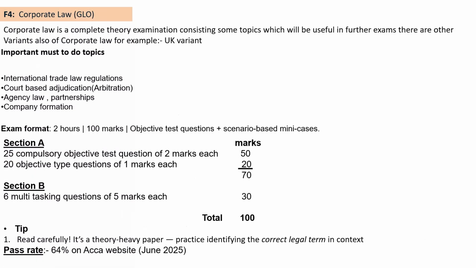Now the fourth paper is corporate law. Corporate law is a complete theory examination, consisting of some topics which will be helpful in further exams. There are other variants also of corporate law, for example the UK variant, and some other variants. You have to see what is available in your institute, and attempt that variant of corporate law. The important must-do topics are international trade law regulations, court-based adjudications, arbitration.